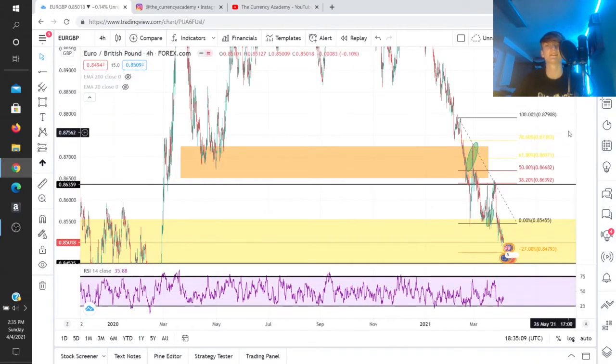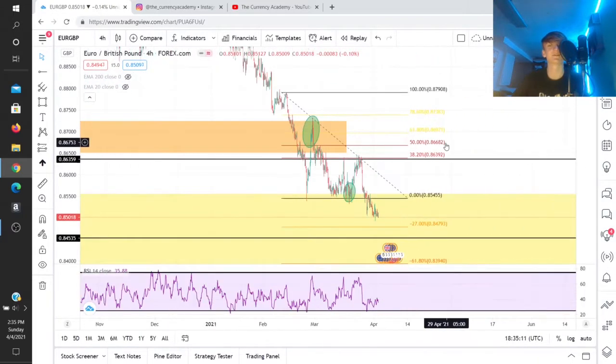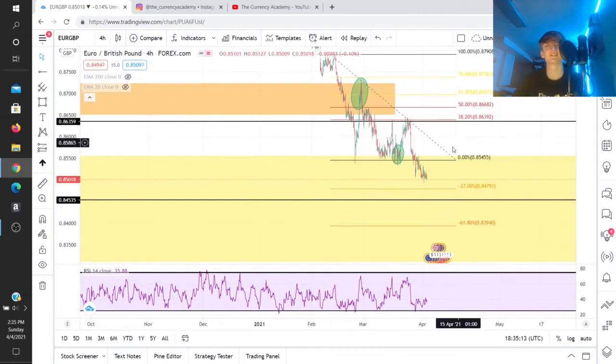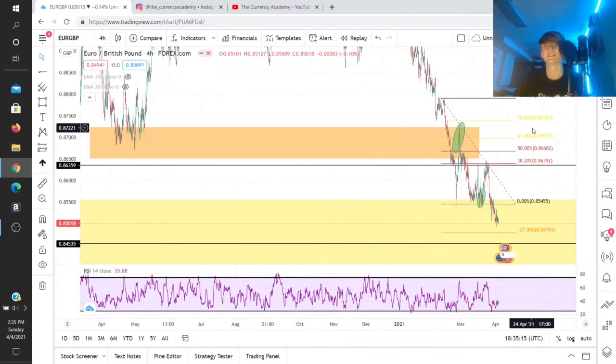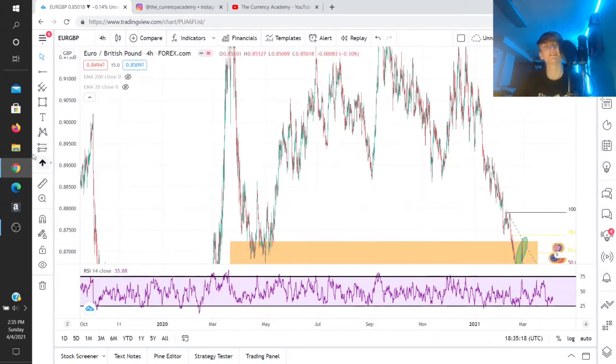Oh, look at this, guys. Another trade that went perfectly in my direction, just as I predicted it. That's great. That's always great to see.